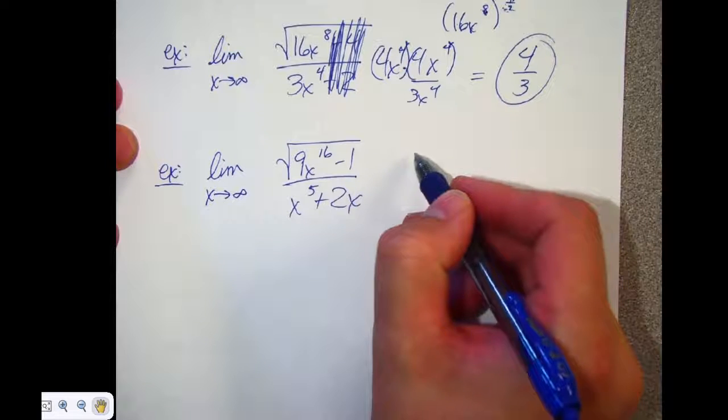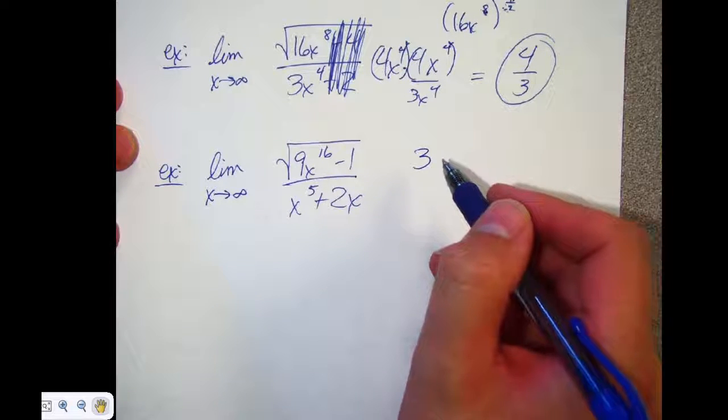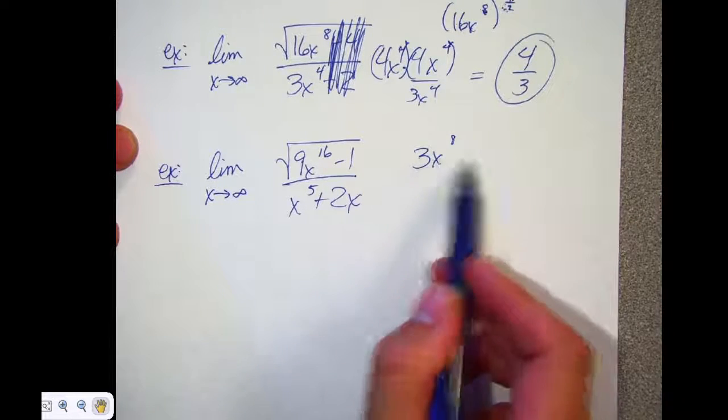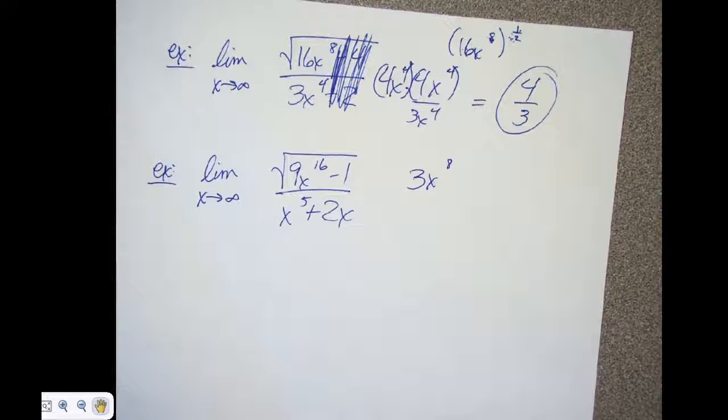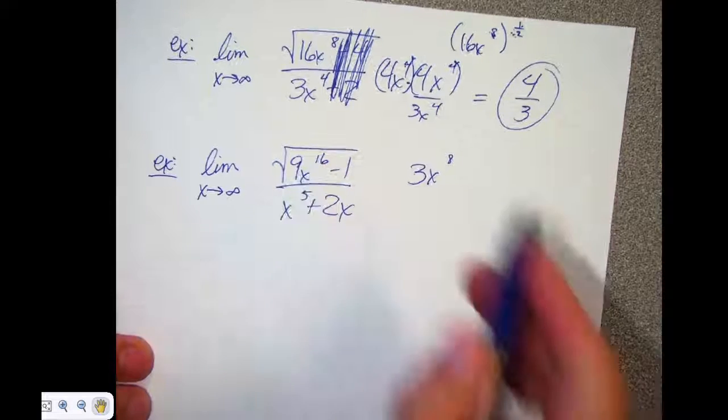So the square root of 9x to the 16th is it 3x to the 8th or 3x to the 4th? 3x to the 8th. And again, if you did 3x to the 8th times itself, you get a power of 16. So that should help you verify that you're on the right track. So you square root the number, but the power you divide by 2.